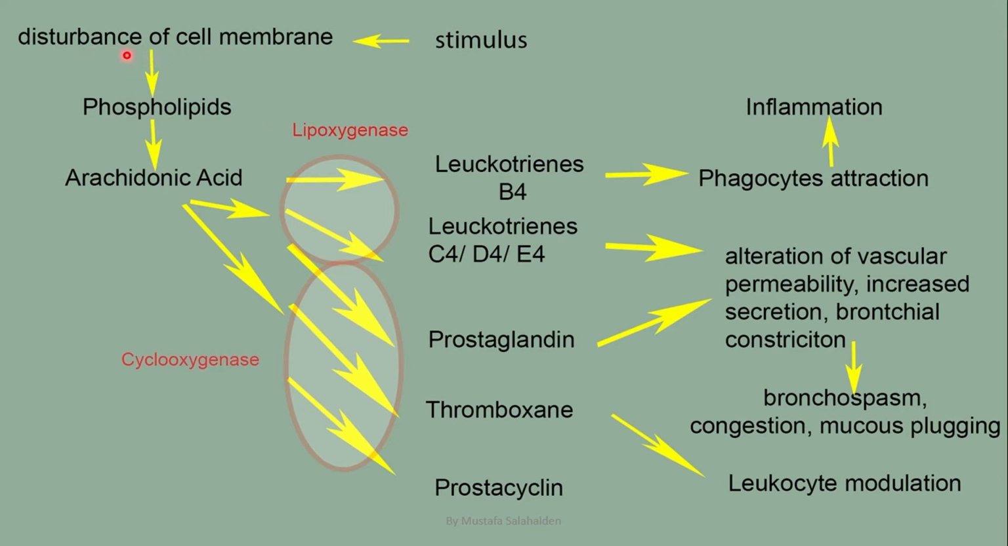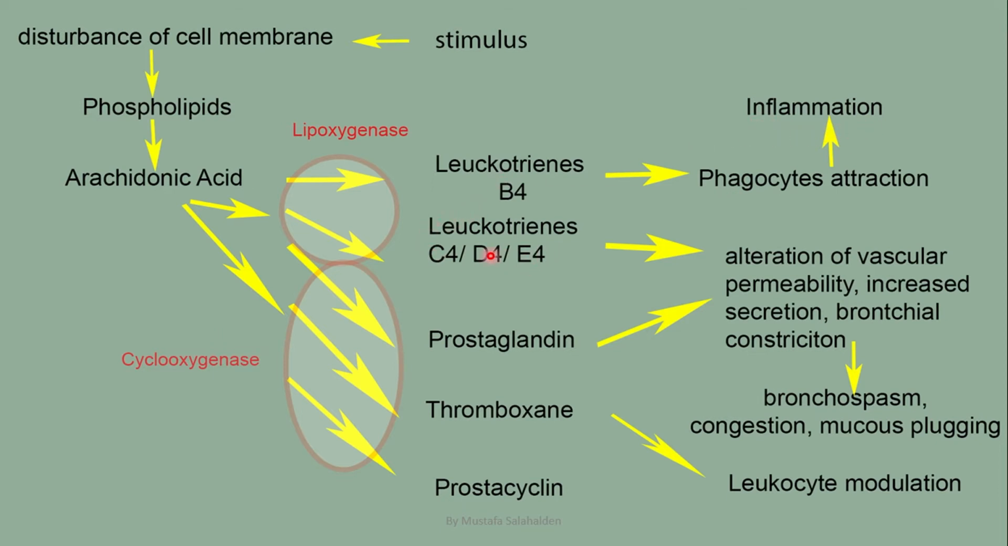And as we know, the cell membrane contains phospholipids. When the cell membrane gets disturbed, it releases these phospholipids, which are further broken down into arachidonic acid by the phospholipase enzyme. The arachidonic acid is either converted to leukotrienes by the lipoxygenase enzyme, and these leukotrienes have different types, and the B4 type has phagocyte attraction and causes inflammation.